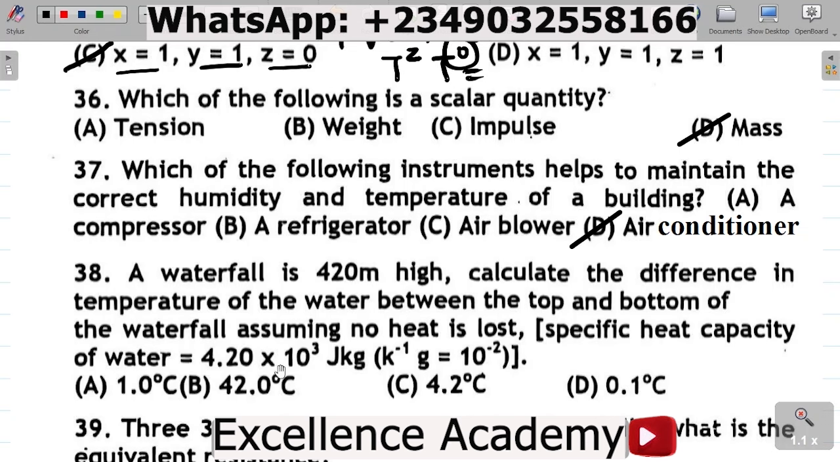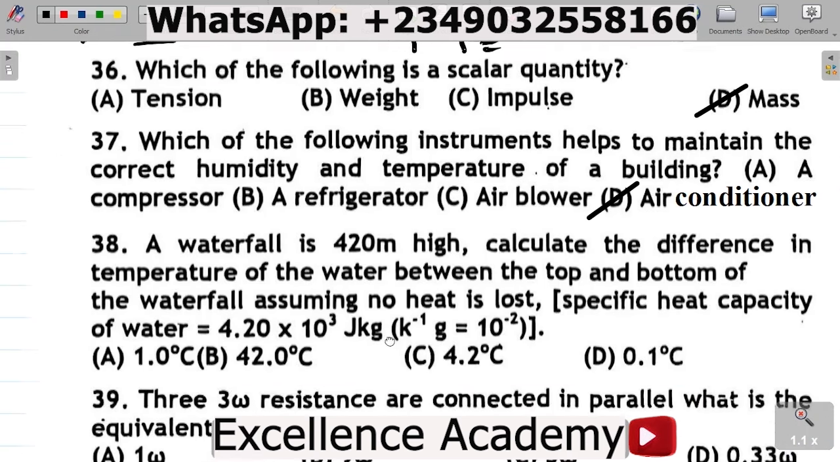Take the specific heat capacity of water to be equal to 4.20 times 10 to the power 3 joules per kilogram per Kelvin. And then g, that's acceleration due to gravity, take g to be equal to 10 meters per second squared. So this should be 10 meters per second squared, because what you have here is acceleration due to gravity.